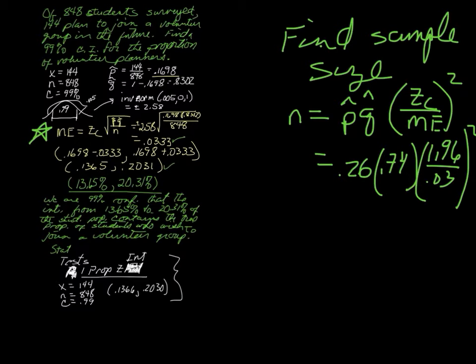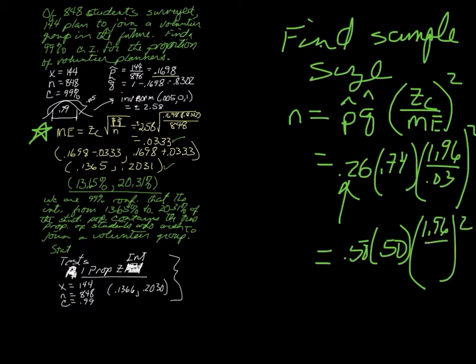What if they don't give you an estimate for p hat? Well, if they don't give you an estimate for p hat, then what you always use is 50%, because in that case you would assume that things are equal.